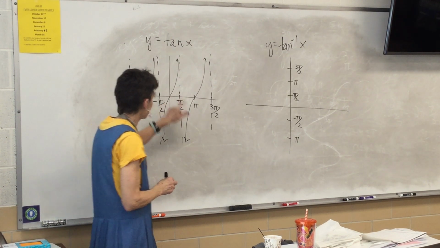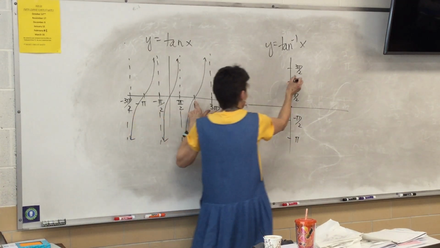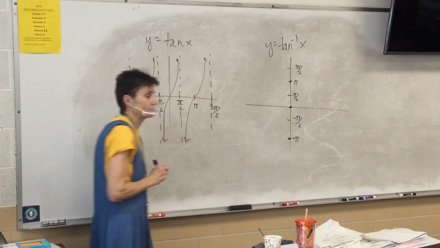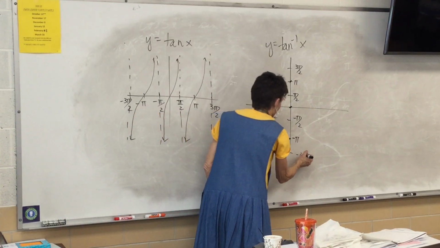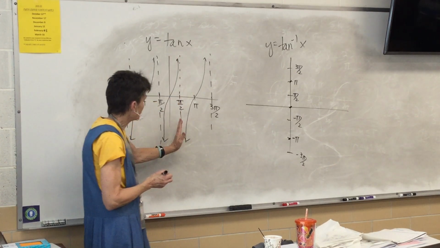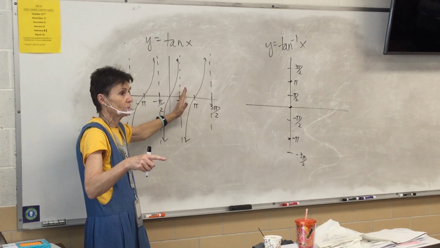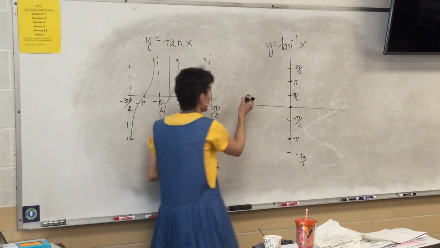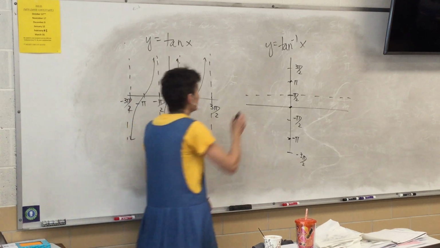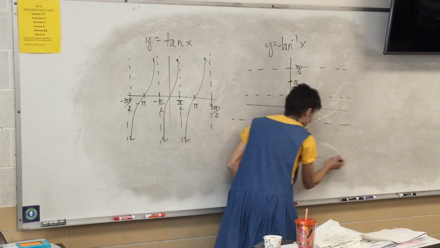So clearly I've got a 0 at 0, that hasn't changed. And at pi, I have a 0. And at negative pi, I have a 0, okay. Now at pi over 2, this asymptote is x equals pi over 2. So when I flip the variables, now I'm going to have an asymptote at y equals pi over 2, and 3 pi over 2, and negative pi over 2, and negative 3 pi over 2.